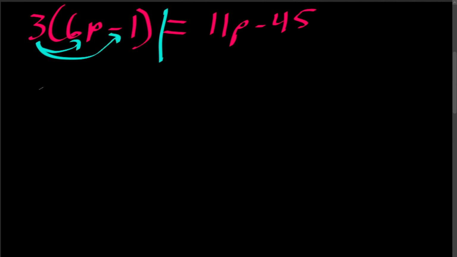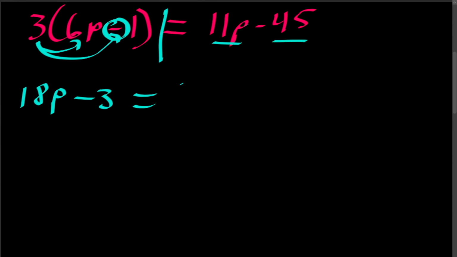All right, so 3 times 6 is 18, and then we bring down our variable p. Then 3 times 1 is 3, but be careful, there's a negative here. So that would be negative 1 times 3, which is negative 3, or we can just change that to minus 3. Bring down our equal sign. On the right side, 11p and negative 45, there's no distribution, and those aren't like terms. So we just bring those down exactly like they look.